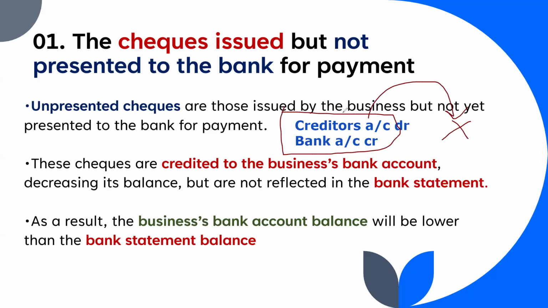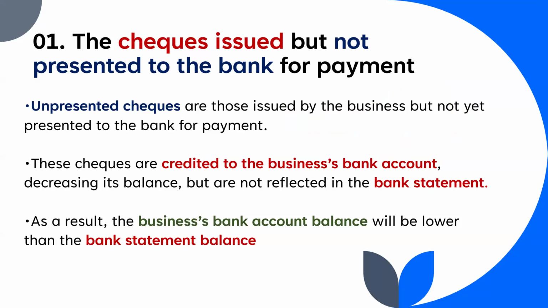So in this case, there will be a decrease. The business bank account will be lower because the bank account is credit, right? Let's say 15,000 is what you have issued and written. So 15,000 in the bank account that you have prepared in the business will be written on the credit side, which means it lowers your balance. But there is no such transaction in the bank's records, so there will be no decrease in the bank's amount. This causes a difference. This is called an unpresented check: the check that you have issued but not presented to the bank for payment.